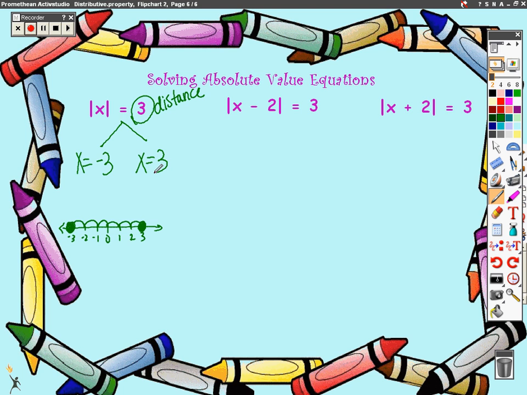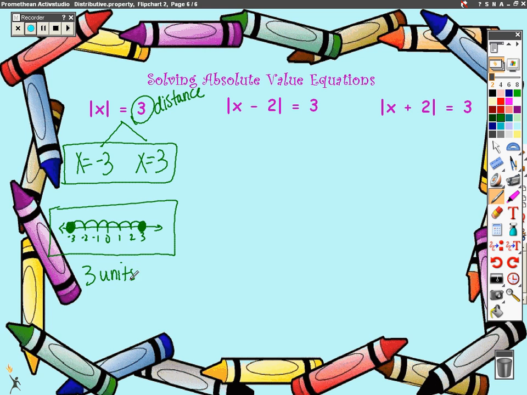So what does this mean for us? Okay, here is the equation solved, here is the graph, and what does it mean? We are 3 units from 0, and that's what it means. So there are 3 parts to this: the equation, the graph, and what it means. So now I'm going to move to the next one.